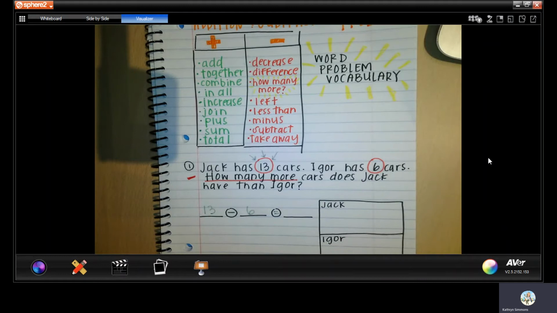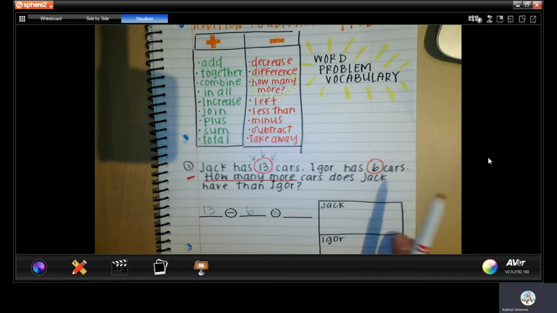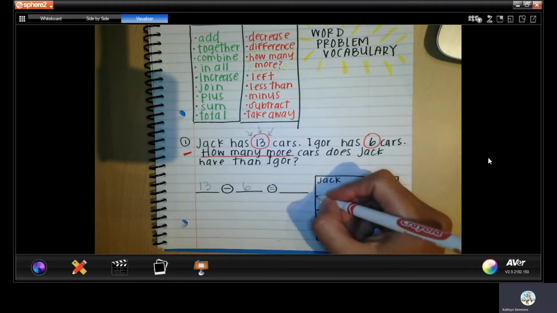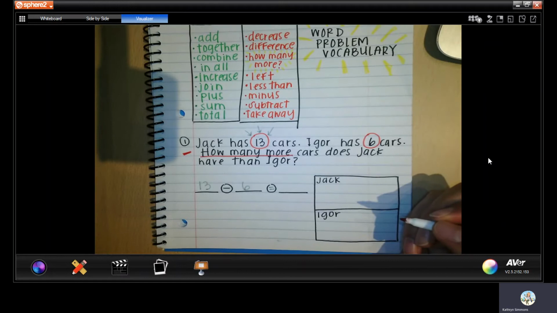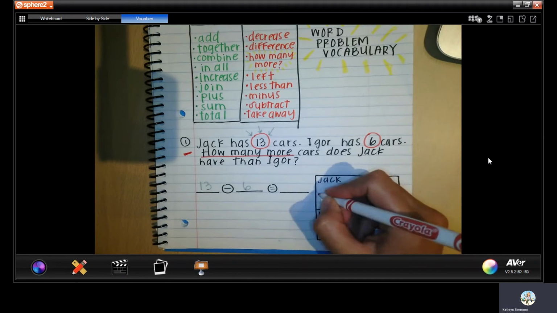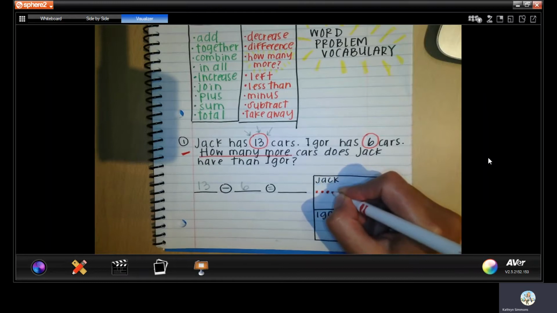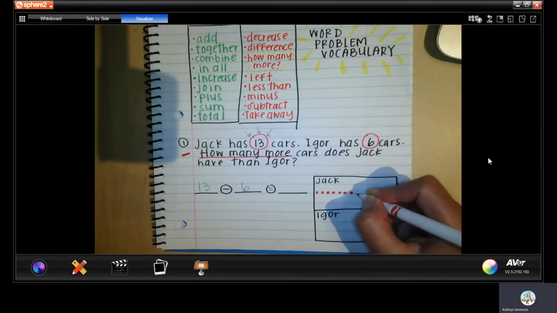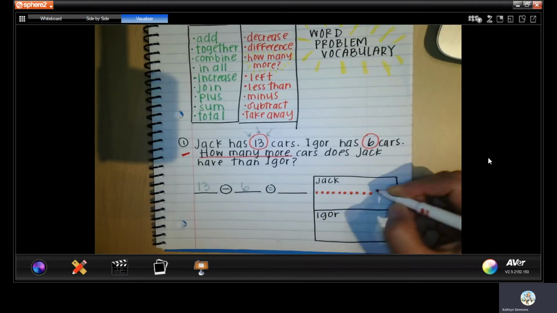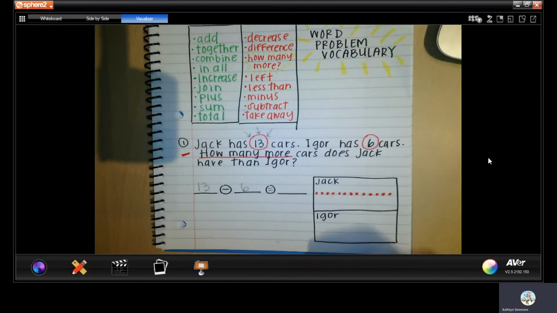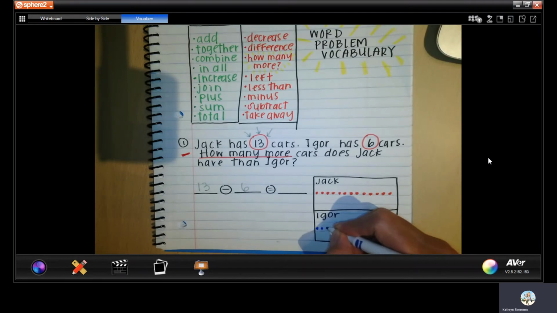With word problems, it is sometimes helpful to draw a picture, just like Miss Radney showed us last week. So we are going to draw this out. Jack has 13 cars. I'm not going to draw cars because that'll take too long. I'm just going to draw little dots to represent cars. So Jack has 13 cars: 1, 2, 3, 4, 5, 6, 7, 8, 9, 10, 11, 12, 13. Igor has 6 cars: 1, 2, 3, 4, 5, 6.